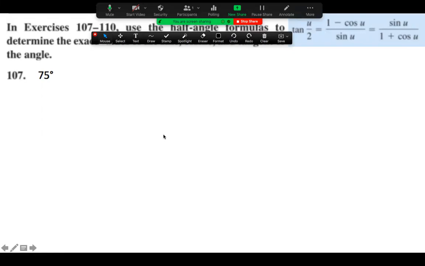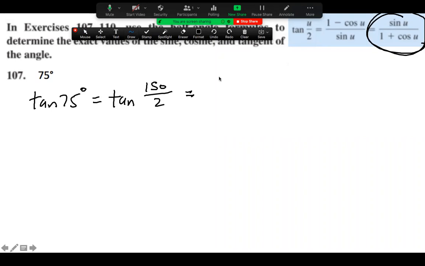All right. So problem number 107, the last part. We have the tangent of 75 degrees. Again, 75 degrees is not on the unit circle, so I fair trade it with 150 over 2. I'm going to choose to use this variant here. That is equivalent to the sine of the angle on the unit circle, the sine of 150, over 1 plus cosine of 150.